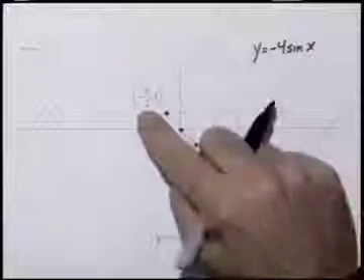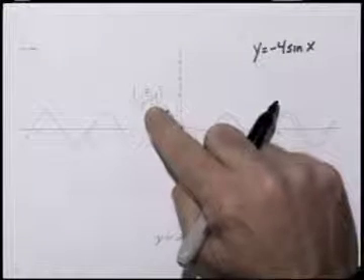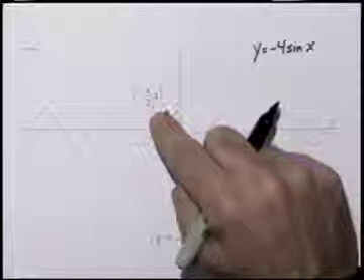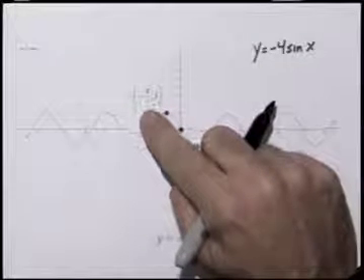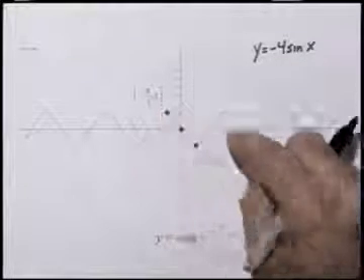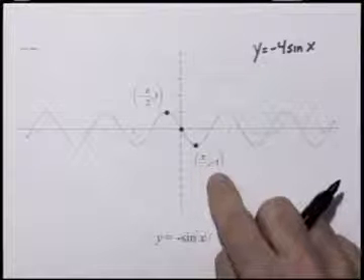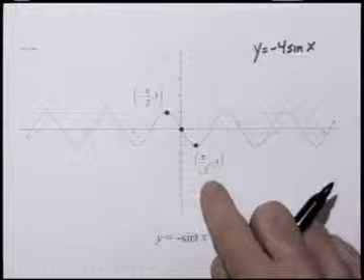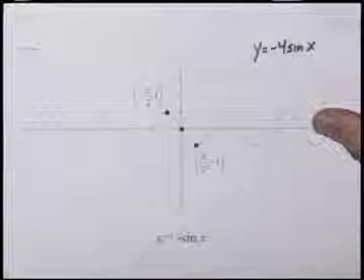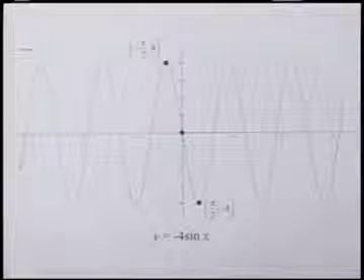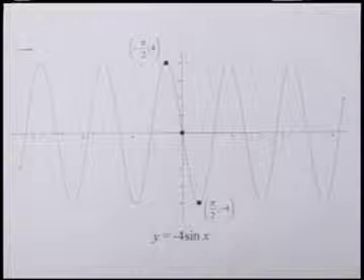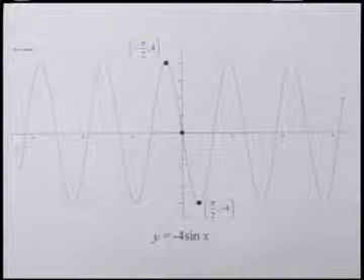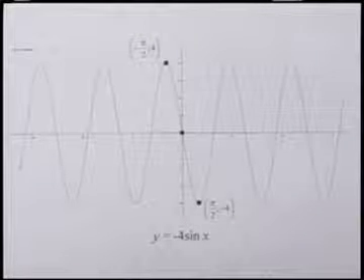So, no longer is negative pi over 2 comma 1 going to be on the graph. It's now going to be negative pi over 2 comma 4. No longer is pi over 2 comma -1 going to be on the graph. It's now going to be pi over 2 comma -4. Doing this gives us the following graph, and you can see that we have a vertical stretch by a factor of 4 units.